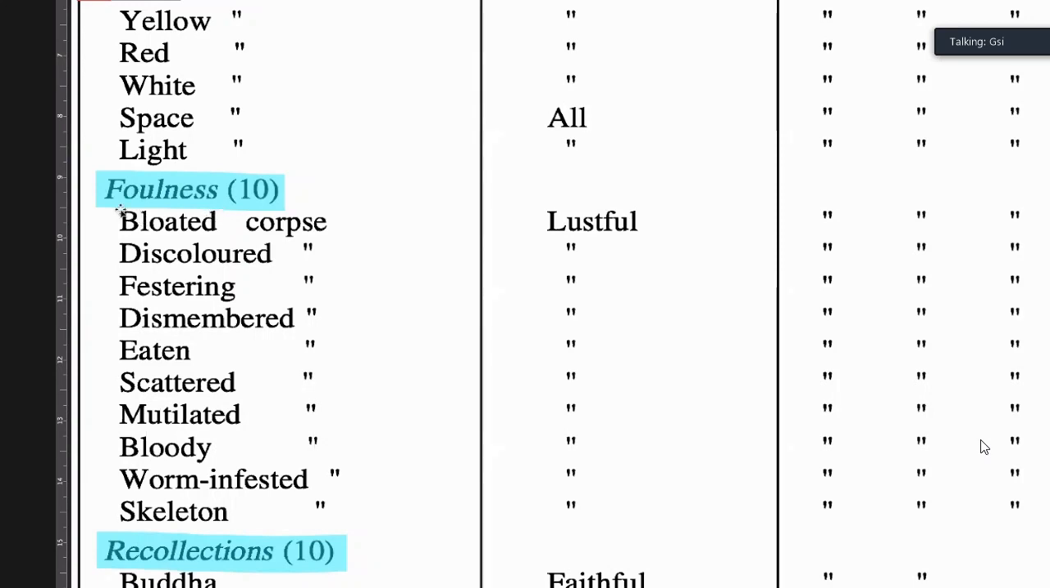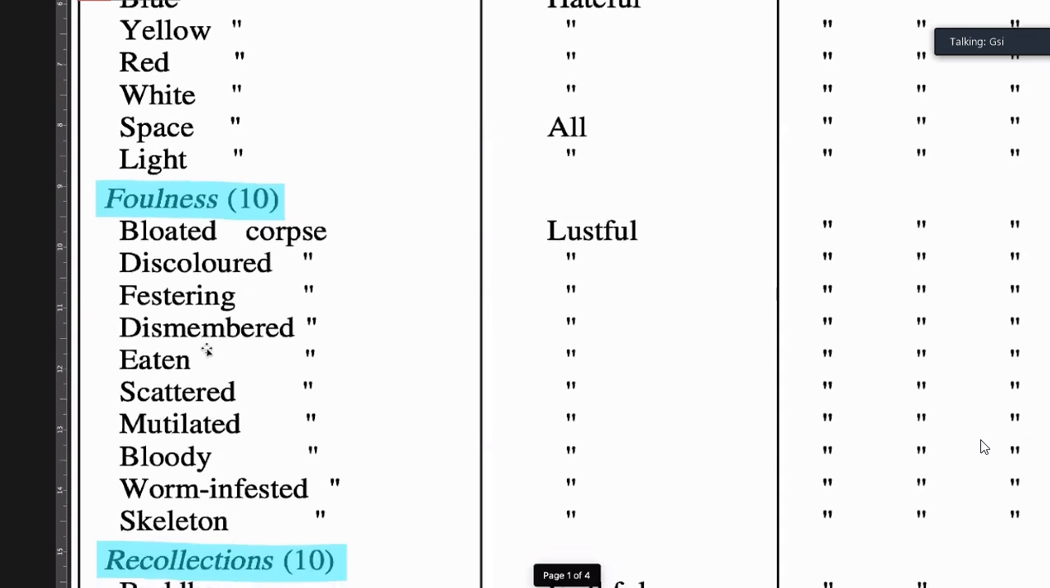Under the Kayanupassana Satipatthana, under the bodily, the body part. So you can find that here in that sutta there are only 9, but in the commentary they add another one. Bloated corpse. What do you mean by bloated corpse?